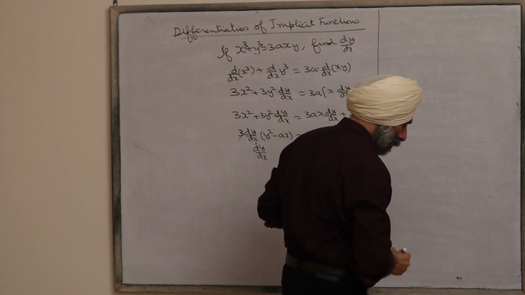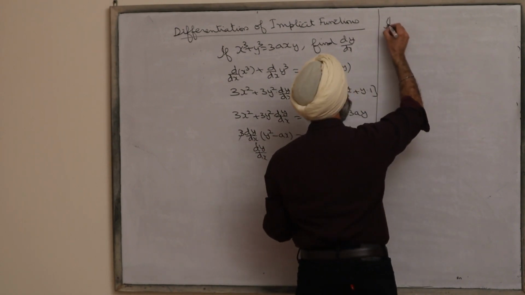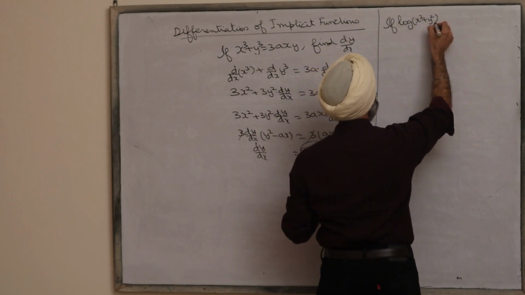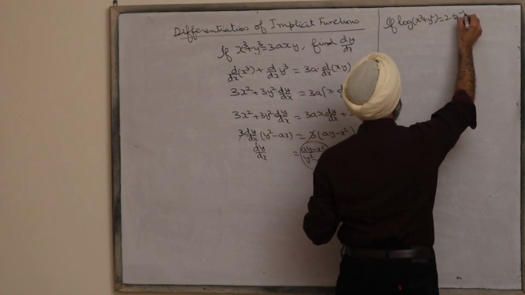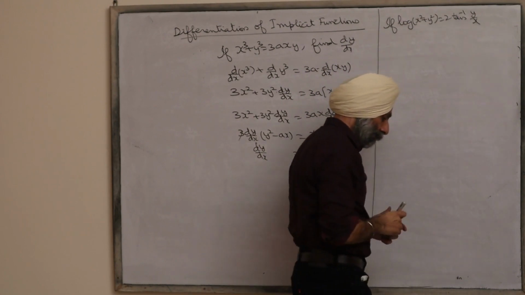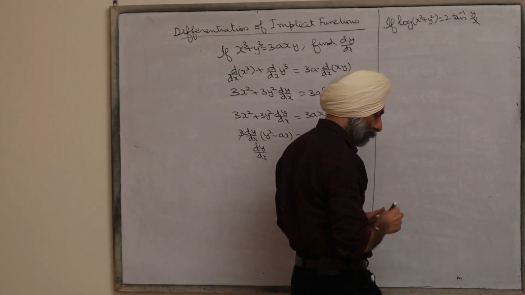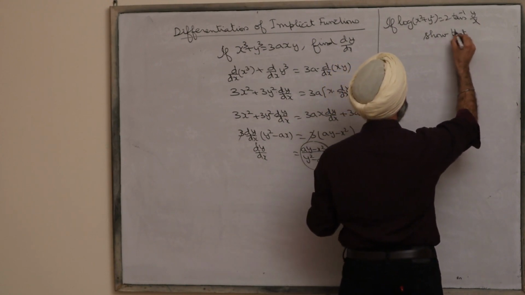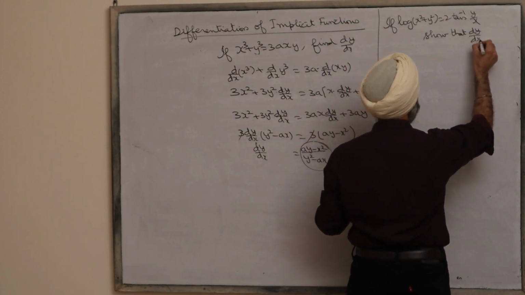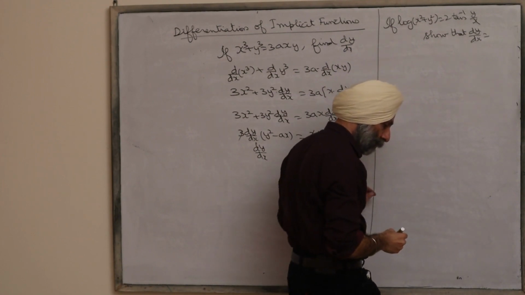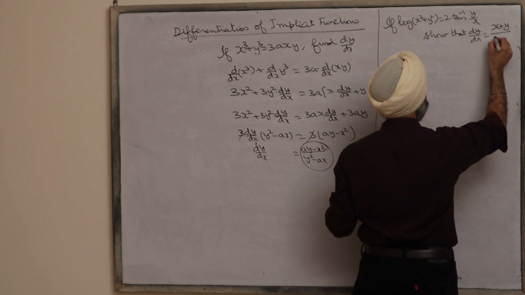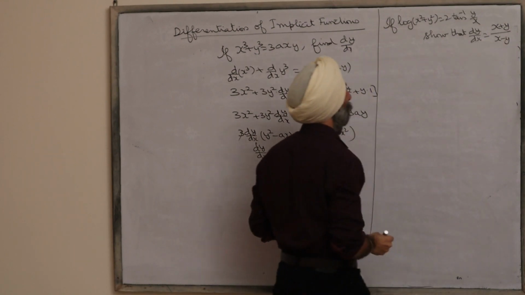For example, next question is, if log of x square plus y square is equal to 2 times tan inverse of y over x, show that dy over dx is equal to x plus y upon x minus y.